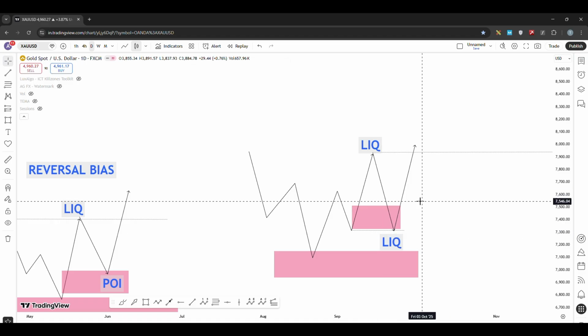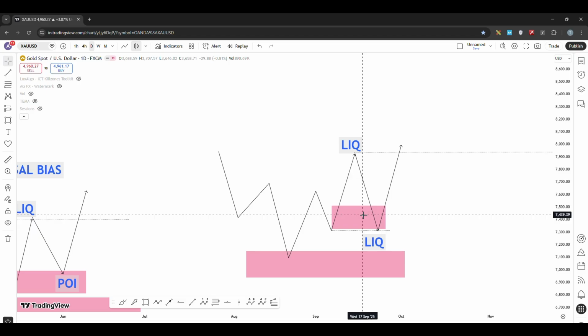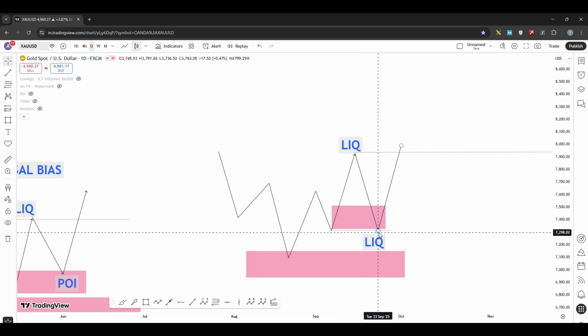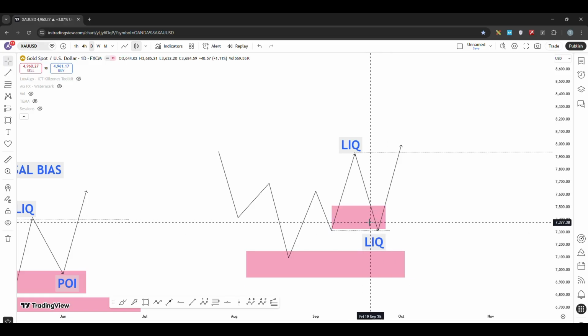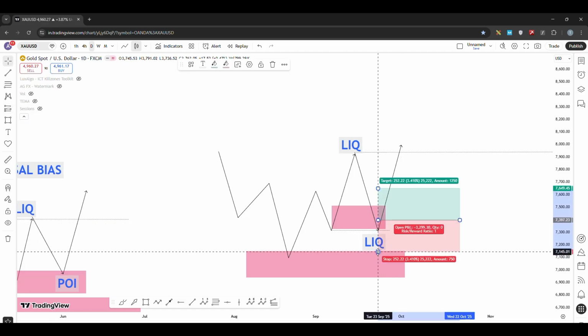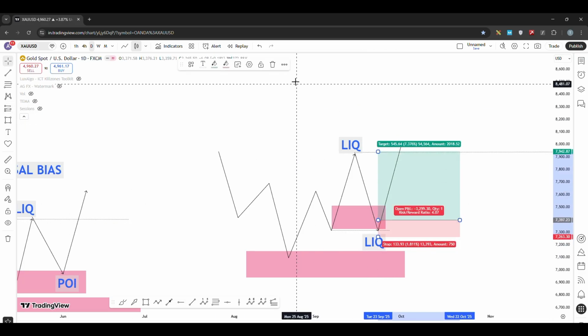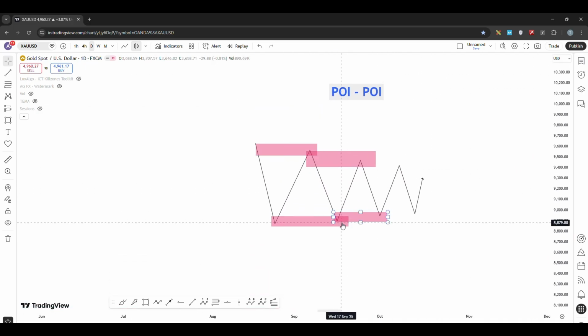You will see movement between liquidity and liquidity, even though there is some POI, but market is not going to respect the POI. Market will come to the liquidity, hunt the liquidity, and then we will use our entry model, which will be market structure shift, and we will be taking our entry from here and we will be targeting this high. Okay. Fourth one is a movement between a POI and a POI.